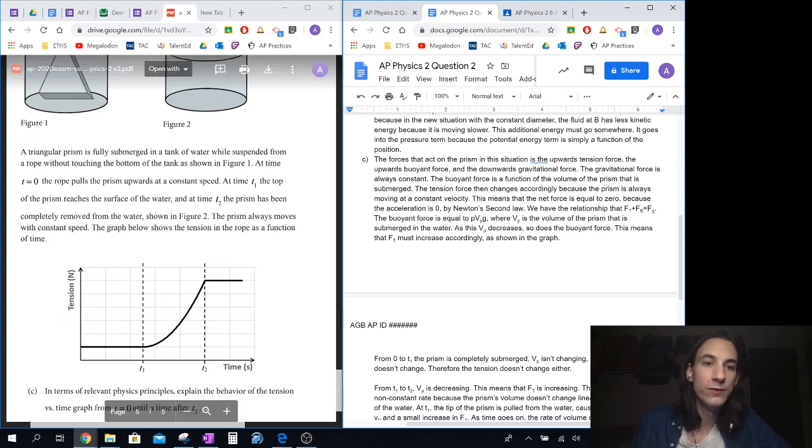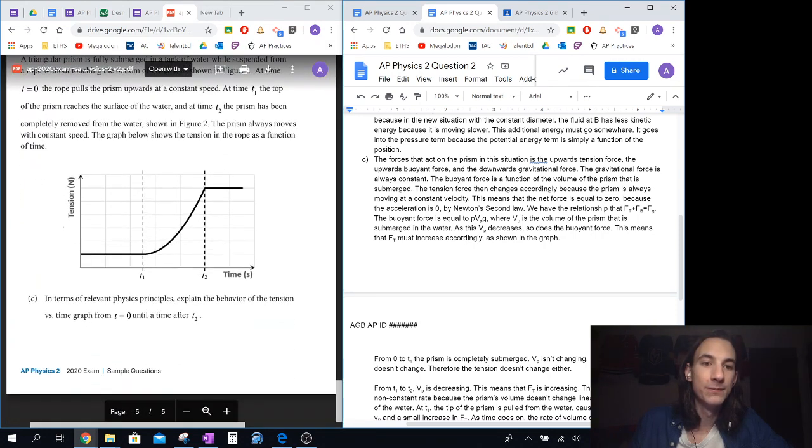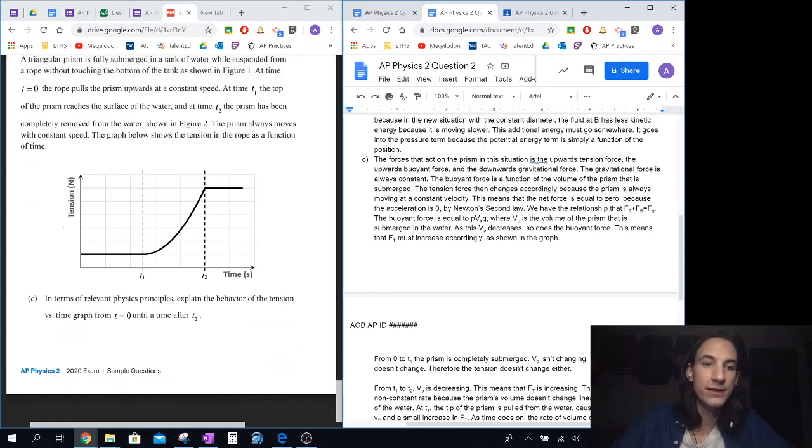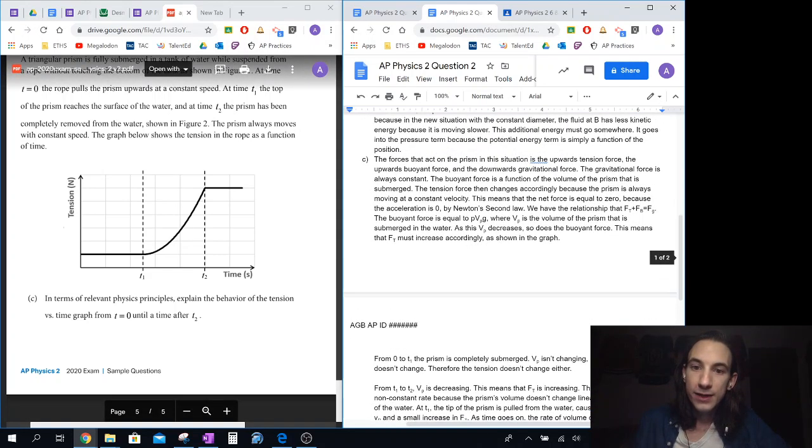The prism always moves with constant speed. The graph below shows the tension in the rope as a function of time. In terms of relevant physics principles, explain the behavior of the tension versus time graph from t equals 0 until a time after t2. So this one, again, I went lengthy with it, but I'm pretty happy with this answer.